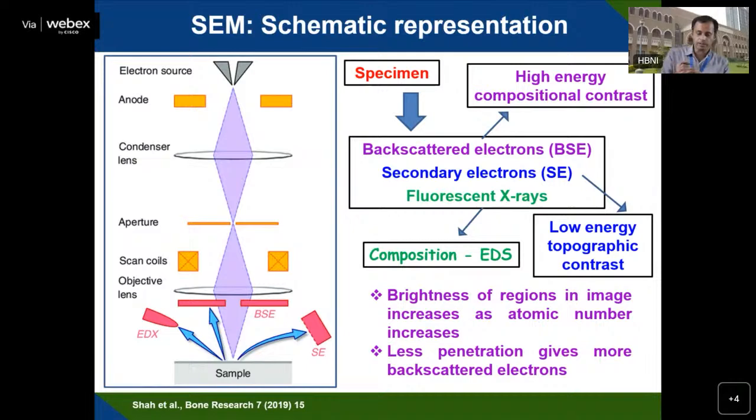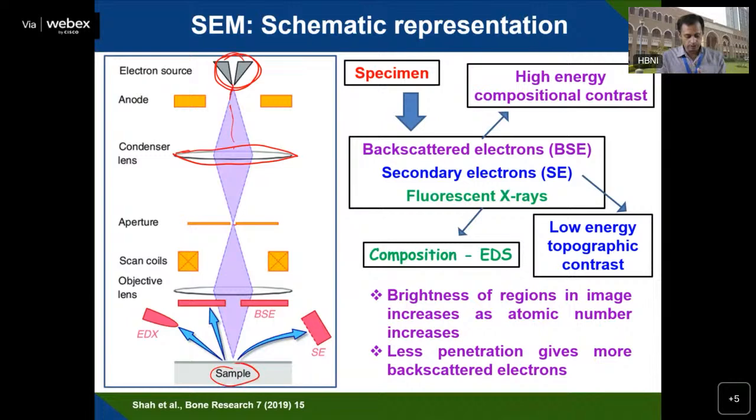If you look at the electron microscope, there are a few important things. One is the electron source at the top, which mainly produces the high-energy electrons. The electron is produced here, then goes to the condenser lens. In between you have different magnetic lenses, which further enhance the kinetic energy of the electron. Then it goes through the aperture and finally falls on the sample surface.